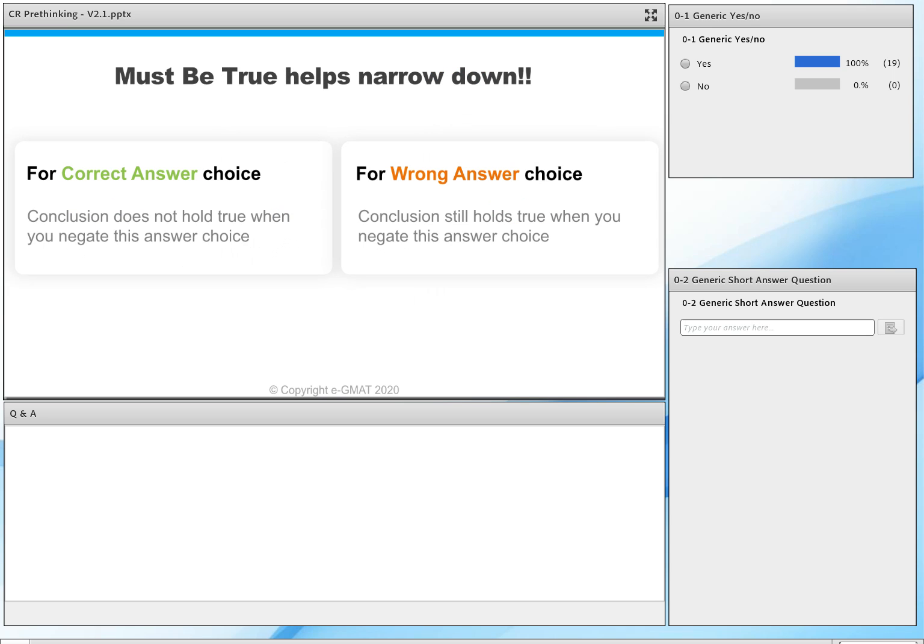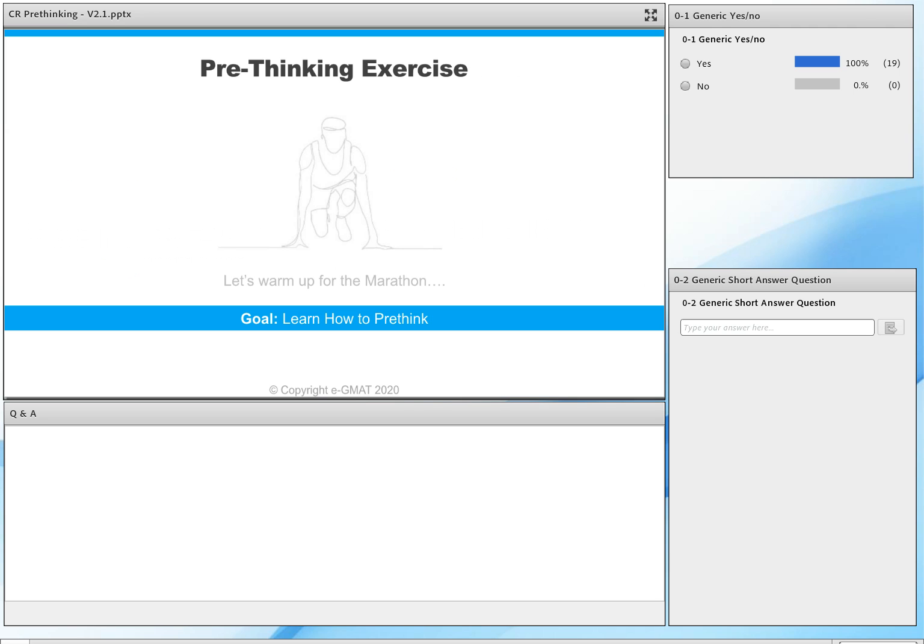Again, with that, we've gone through the foundation of what an assumption was, what must be true was. Just to summarize, for the correct answer choice, the conclusion will break down in the presence of a negated version. Or in other words, if you remove that pillar, the roof will cave in. That's the negated version of that answer choice. For the incorrect answer choice, you remove that pillar, the conclusion will continue to stay strong. And you're going to see more and more of this.